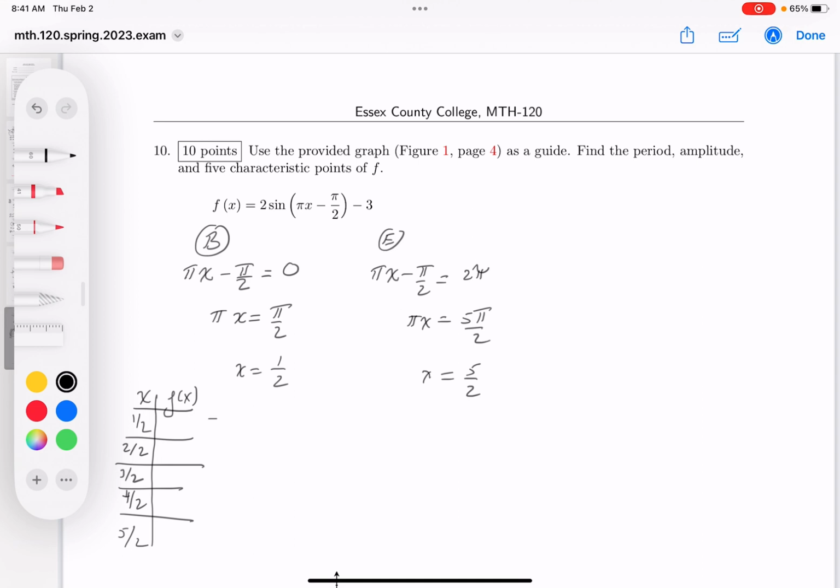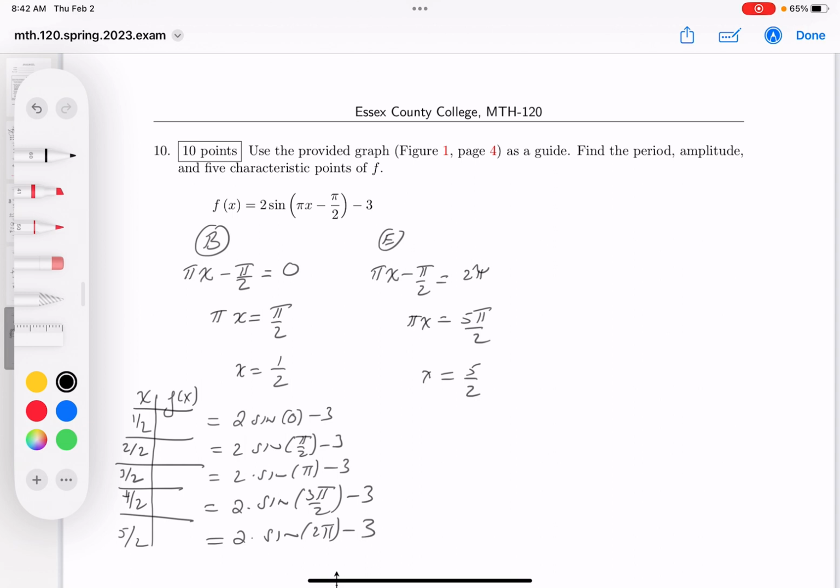Let's put our values down now. And again, if you're quick at it, please just be quick at it. This is going to be 2 times the sine of 0 minus 3. This will be 2 times the sine of pi over 2 minus 3. This will be 2 times the sine of pi minus 3. This will be 2 times the sine of 3 pi over 2 minus 3. And this will be 2 times the sine of 2 pi minus 3.